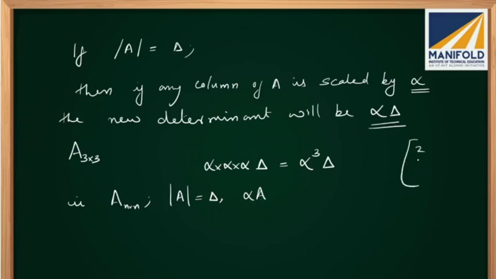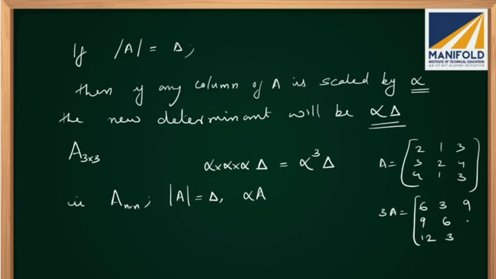For example, suppose 2, 3, 4, 1, 2, 1, 3, 4, 3. If this is A, what will be 3 times A? 3 times A means each element of A will be scaled by 3. Correct? So it will be 6, 9, 12, 3, 6, 3, 9, 12, 9. So I can consider column 1 as 3 times column 1 of the original matrix, 3 times column 2, 3 times column 3. And we have learned that if any column is scaled, the determinant will be scaled by that particular value.